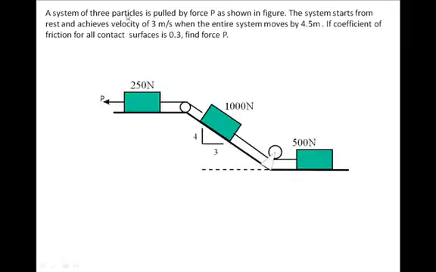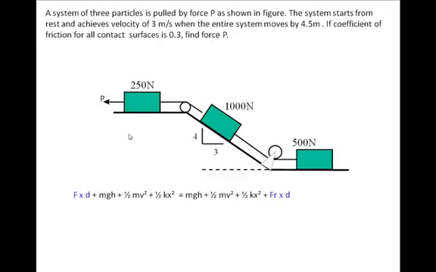It says, a system of 3 particles is pulled by a force P as shown. The system starts from rest and achieves a velocity of 3 meters per second when the entire system moves by 4.5 meters. So in the direction of P, all these are going to move by 4.5 meters. If the coefficient of friction for all contact surfaces is 0.3, we are required to find the force P.